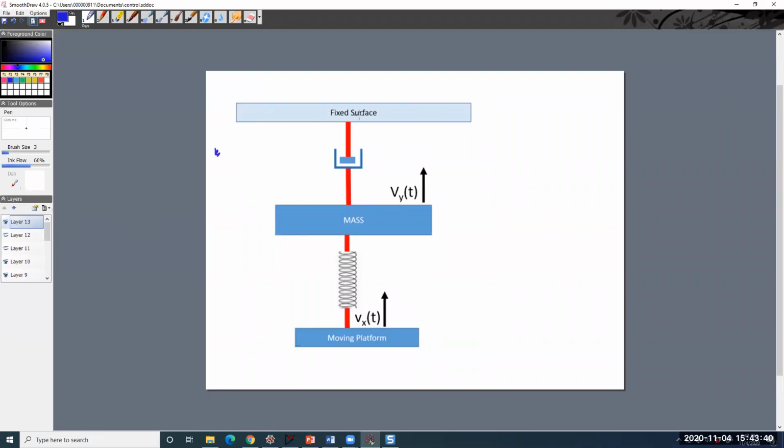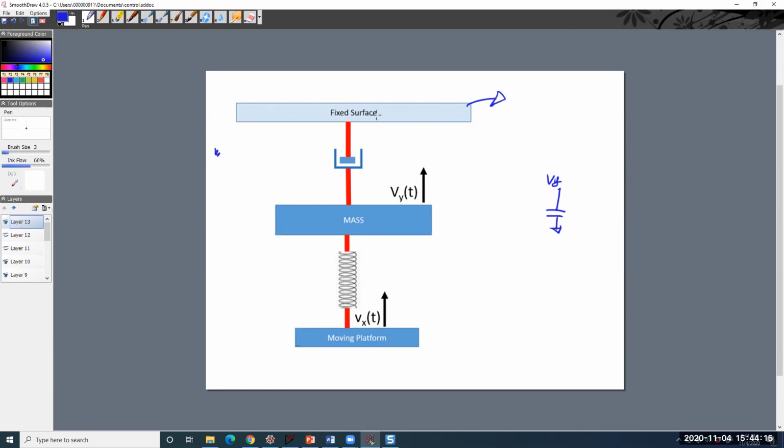Okay, so I have a fixed surface, and that is like my ground, and I have a mass. If I were to actually connect the mass to the fixed surface, well, nothing would happen. So I have to draw that capacitor, but one end is related to ground, because the velocity at y, Vy, is represented as a voltage with respect to ground.